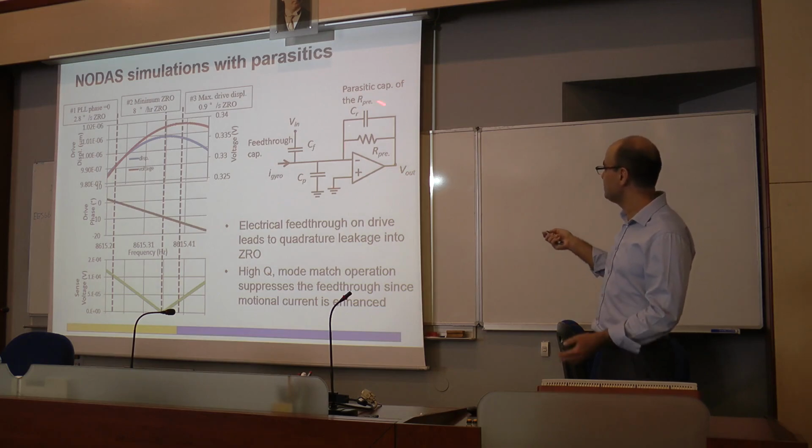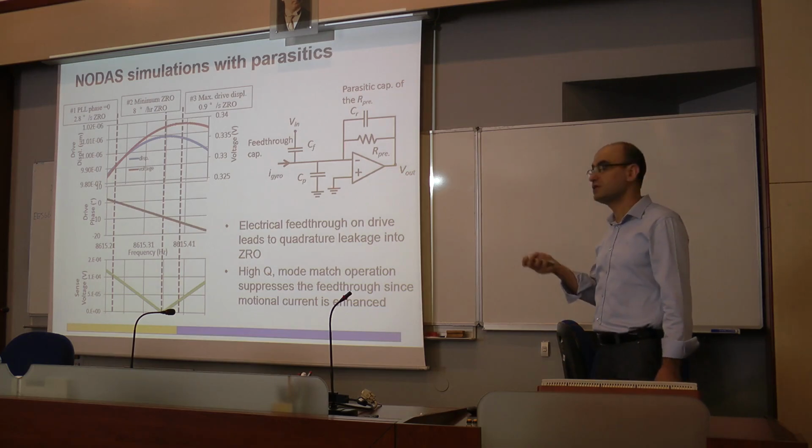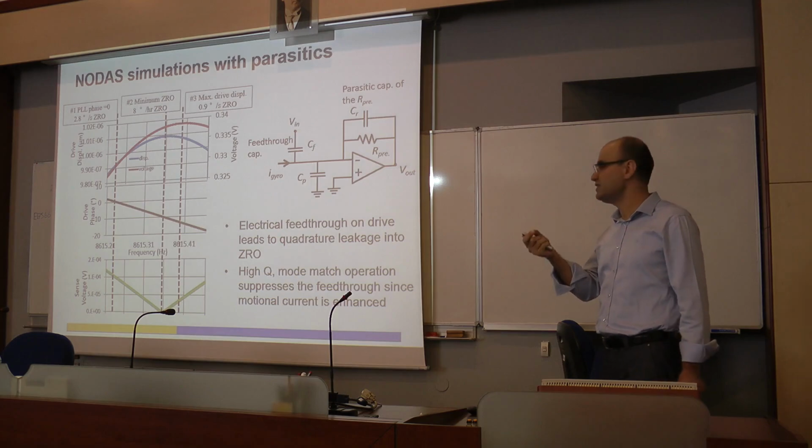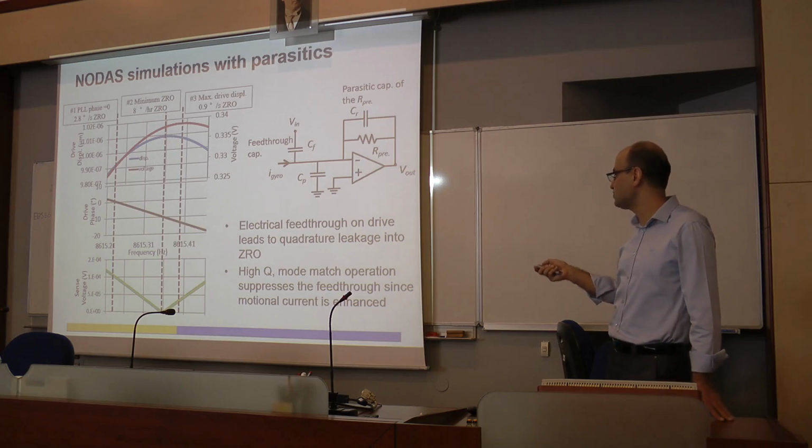So this is the transimpedance amplifier that's used to read the output of the gyro. But there is something called feed-through capacitance. There is a capacitance between your AC drive and this pickoff, and that also affects things.